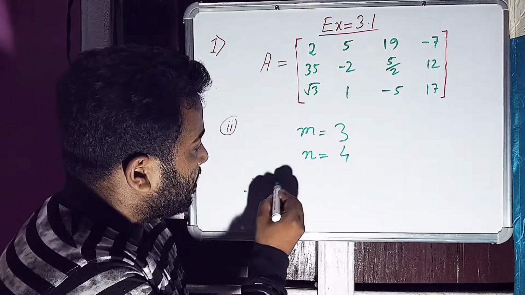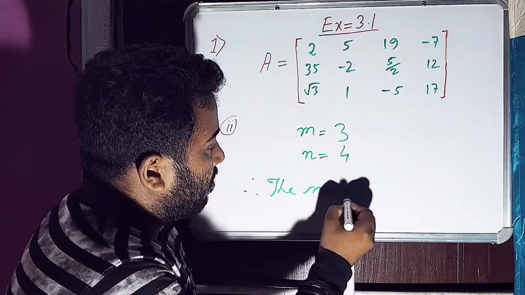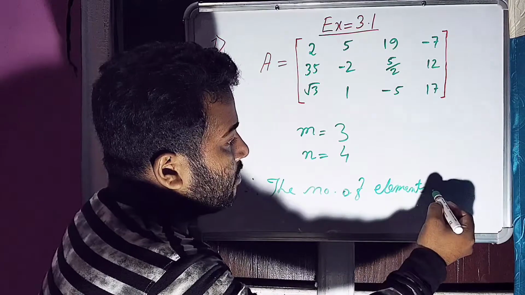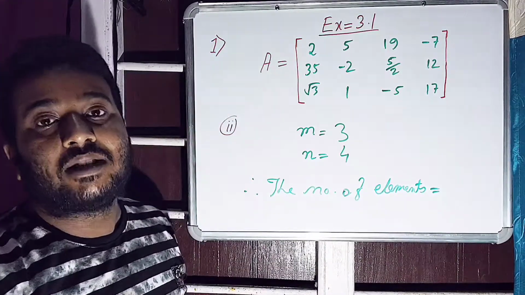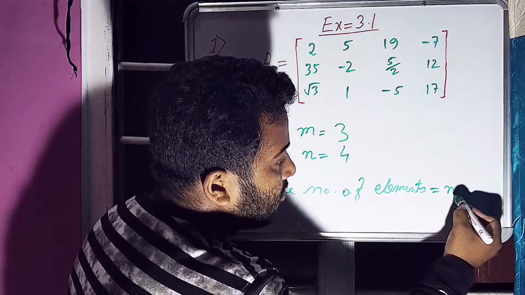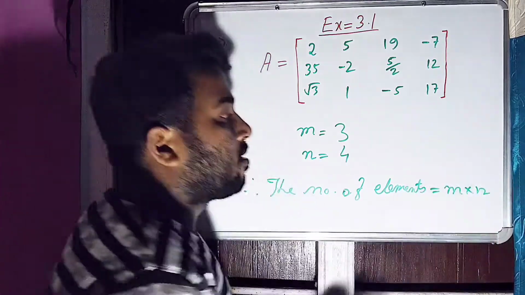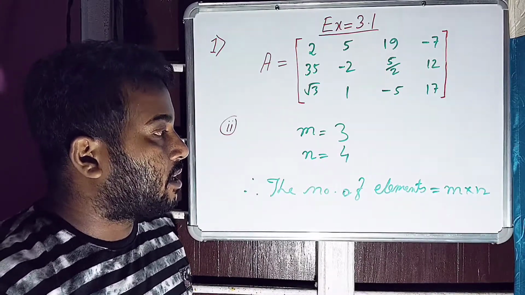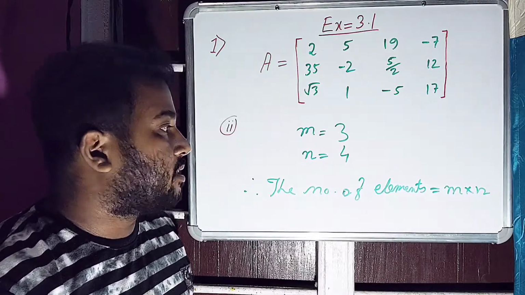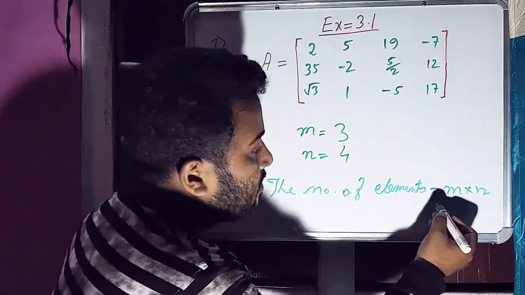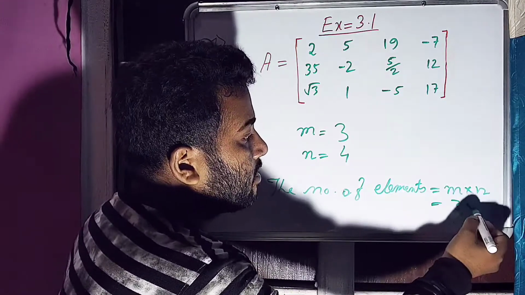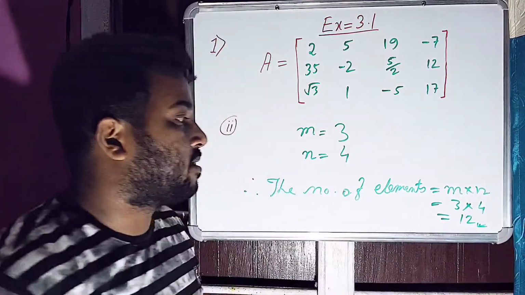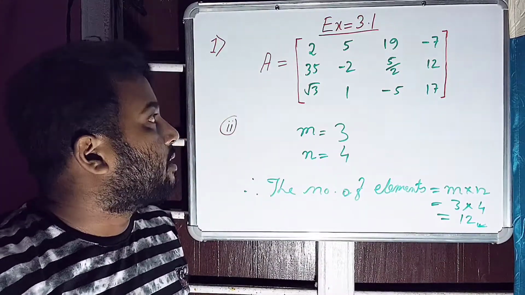So now we can find out the number of elements of matrix A. Therefore the number of elements is equal to the number of rows multiplied by the number of columns. So to find the number of elements, we have to multiply the number of rows and columns. Then the result is the number of elements. So m is 3 times n is 4. So the product of 3 and 4 is 12. So 12 here is the number of elements of A.